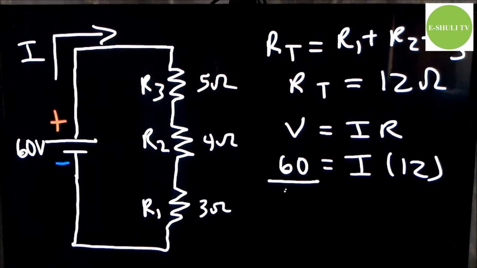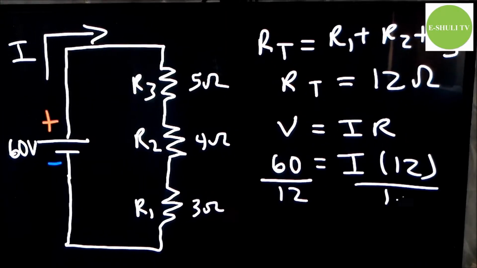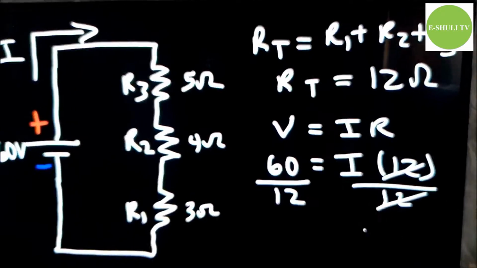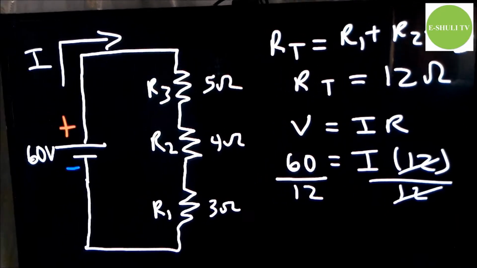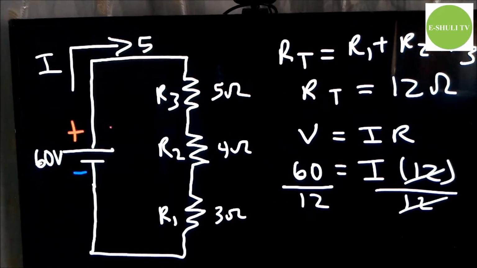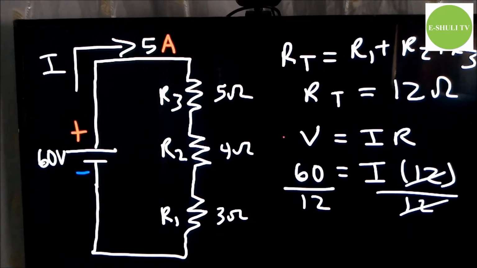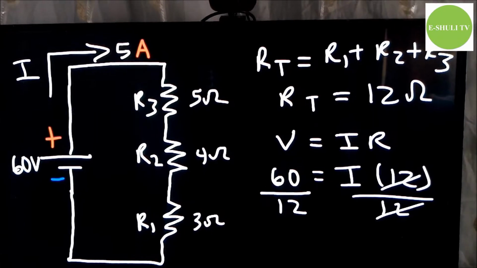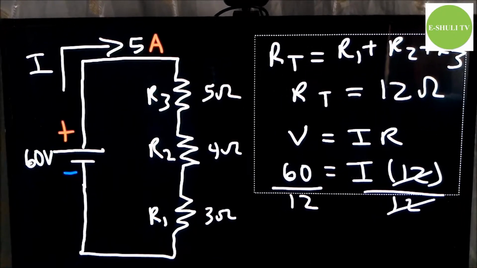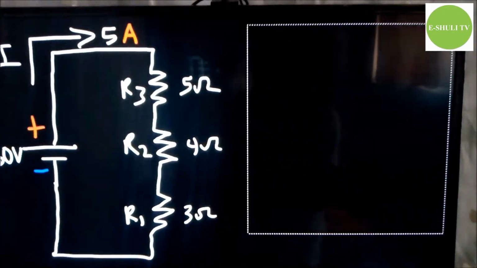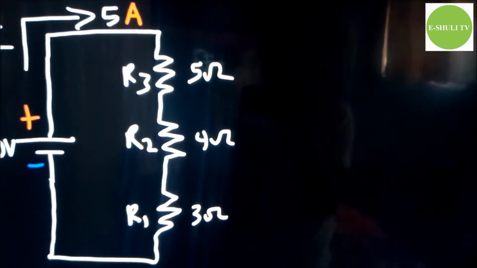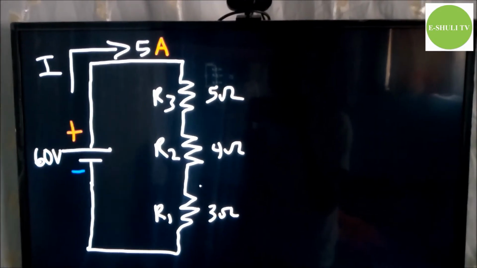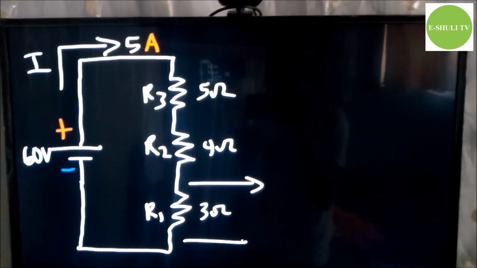So if we make this equation of a common denominator of 12 of this resistor, you see how we get current which is equal to 60 over 12, which will be equal to 5 amperes. So I think you are looking how to make a current passing through this resistor.